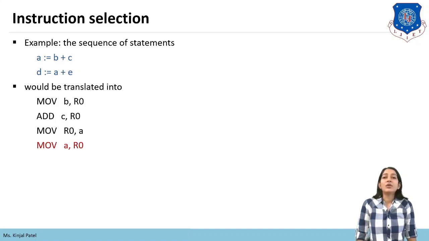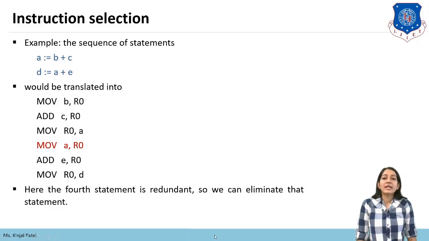Now next we want to add A with E. So again we need to move the variable A to register R0. So A will be moved to the R0 register. And then add E comma R0 means now E will be added to A and the result will be stored into the R0 register. Now move R0 comma D means the value A plus E will be stored in the D variable. Okay, so here the fourth statement is redundant, so we can eliminate that statement.